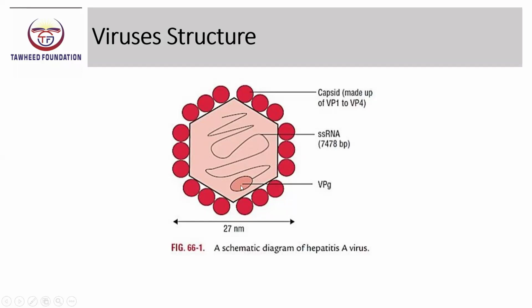These RNA contain all the genetic instructions for the virus. Attached to the RNA is a small protein called VPg, viral protein genome-linked, which is important for initiating viral RNA replication. The particle has a diameter of 27 nanometers. Overall, the diagram presents the hepatitis A virus as a roughly spherical particle consisting of a protein capsid for protection, which encloses an RNA genome for genetic information, and a VPg protein attached to the RNA for replication. Together, these components enable the virus to infect host cells and replicate.